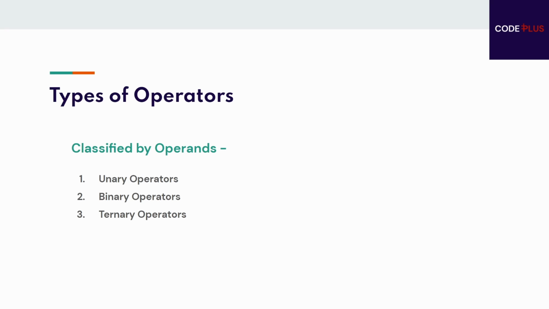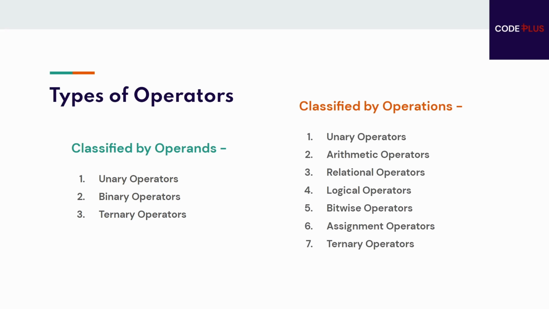There are many types of built-in operators. We can classify them by number of operands: unary, binary and ternary. Again, we can classify the operators by their operations. A unary operator operates or works with a single operand. Similarly, binary and ternary operators operate on 2 and 3 operands respectively.